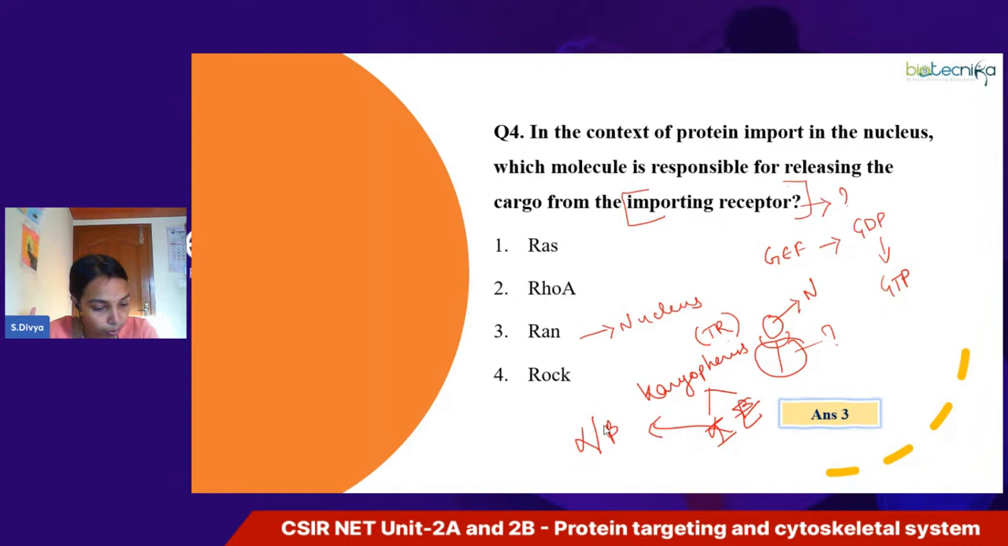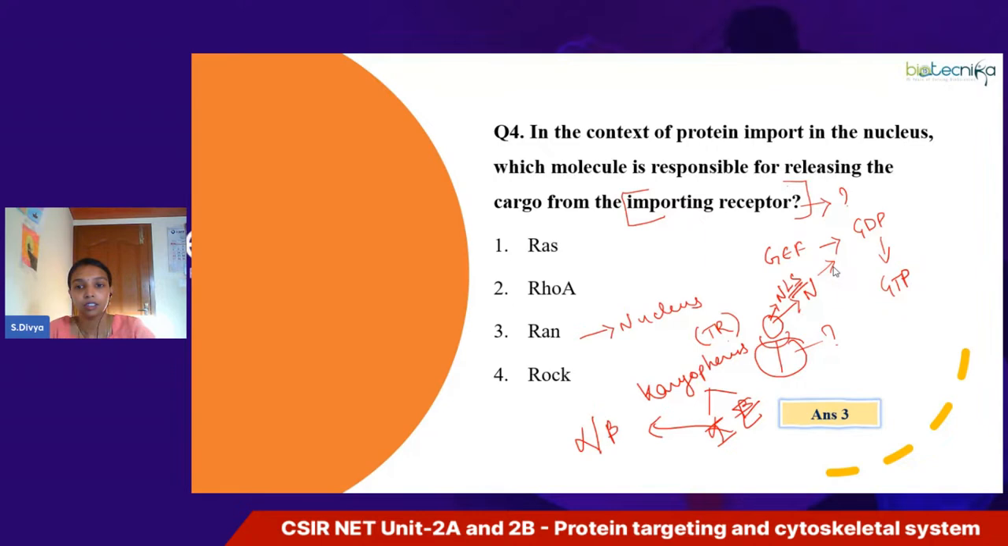Yeah, NLS, what you said is correct. That NLS signal should be present in this protein, then only it will be directed towards the nucleus. I am really happy to see that you remember many of the things related to nuclear targeting. Remembering things is very crucial when you go for the exam, but you are remembering, that's very good. So this is the answer.